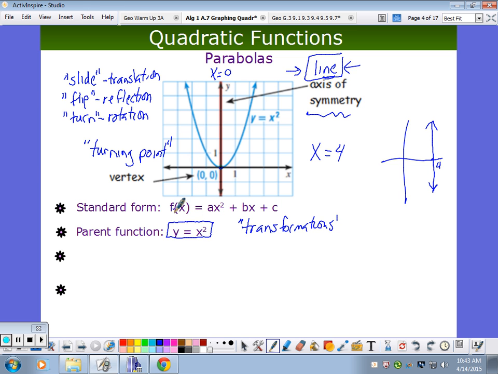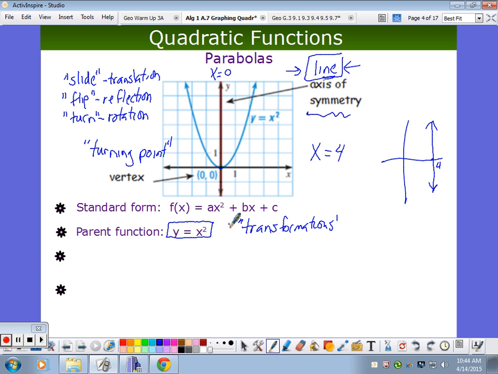So you take this parent function, you flip it. What about if it was up here? That's a slide. That's a translation. You take this parent function, you slide it. Or maybe you slide it down. Maybe you flip it and you slide it, right? Yes.